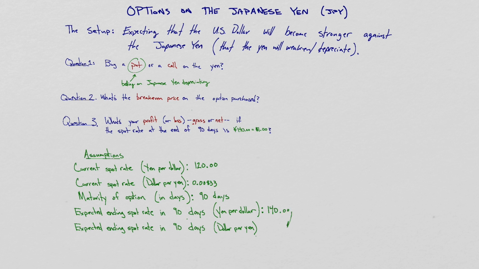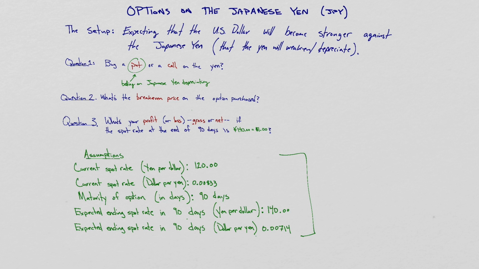And if we want to convert that into dollars per yen, by the same 1 over x approach, we get 0.00714. All right, with the assumptions out of the way, we can now do some calculations.